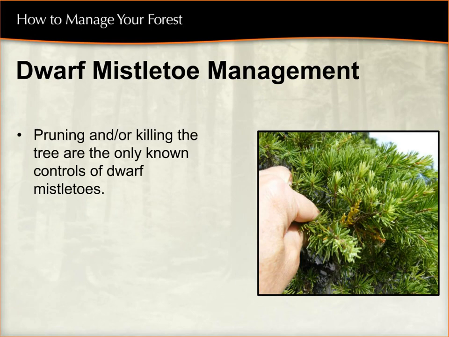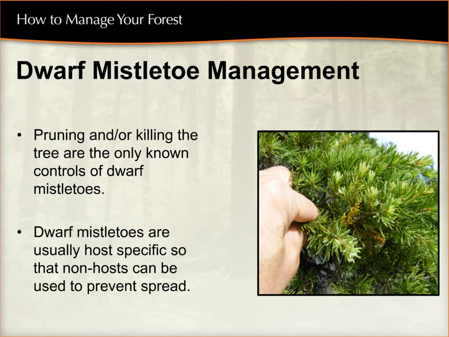Controlling dwarf mistletoes can be a bit tricky because treatments that directly attack the mistletoe, such as herbicides, will obviously attack the host as well. So the only known direct controls for dwarf mistletoe is to prune off infected branches or simply kill the entire tree. The good news is that dwarf mistletoes tend to be species-specific, so if your site will support other tree species, you can manage for trees that are not susceptible. For example, if you have ponderosa pine that is infested, you may be able to plant Douglas fir underneath the pine, since the fir cannot be infected by the pine mistletoe.